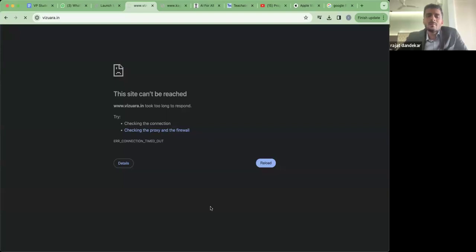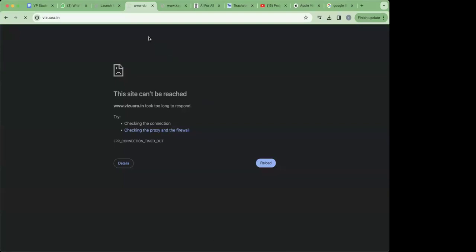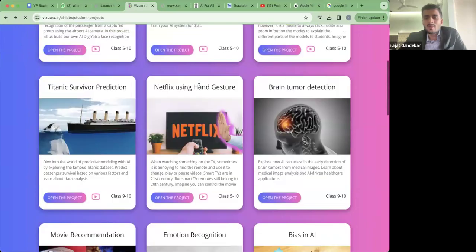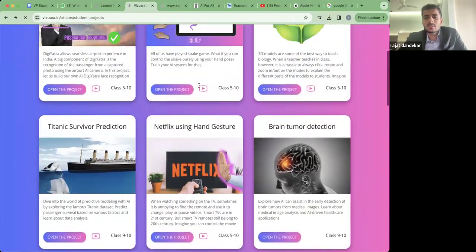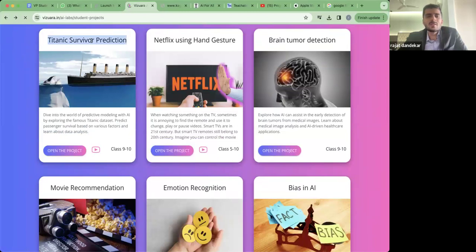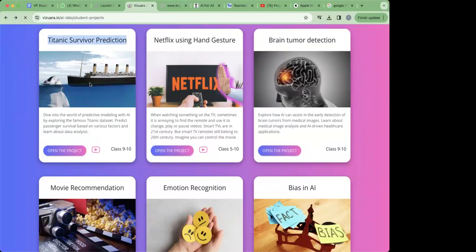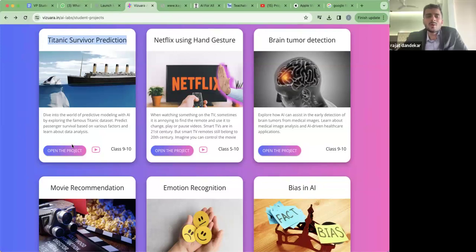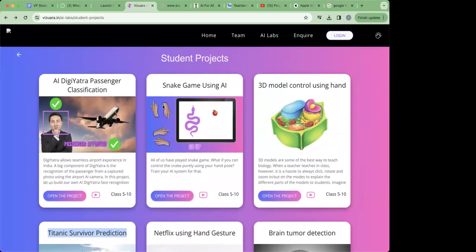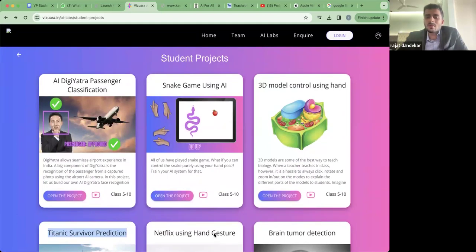Sir, whatever you are demonstrating, we can do here also? Yes. We have currently opened 5 projects here. You can see this Titanic survivor prediction. This is there on our website itself. So all you have to do is click on open the project and you can access the notebook by yourself. So you can practice on this notebook on our website itself.